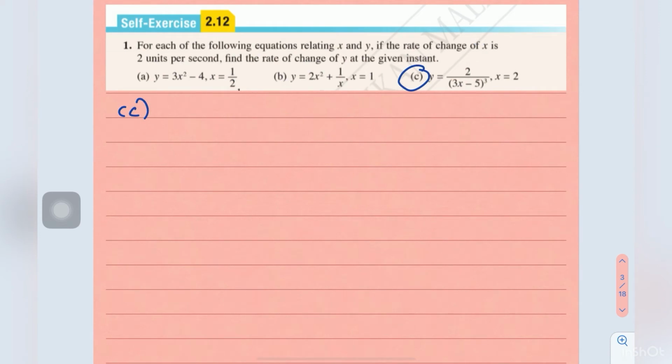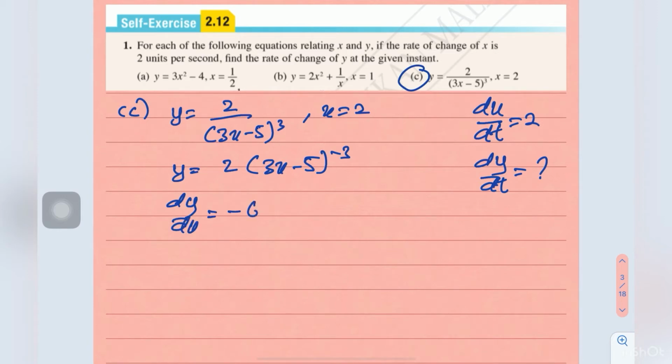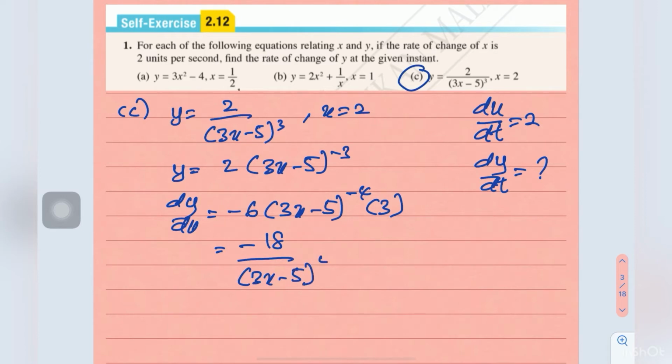Question C, dx/dt is 2. Find dy/dt. Okay, y equals 2 over (3x minus 5) to the power of 3. So we move it up, becomes 2(3x minus 5) to the power of negative 3. So dy/dx is negative 6 (3x minus 5) to the power of negative 4 times 3. Okay, here we get negative 18 over (3x minus 5) to the power of 4.